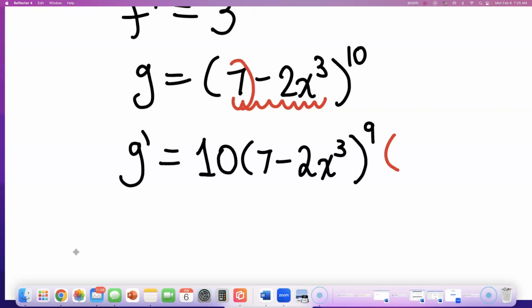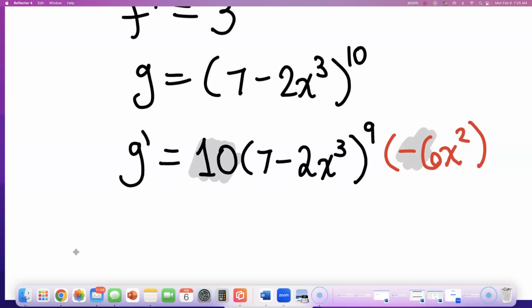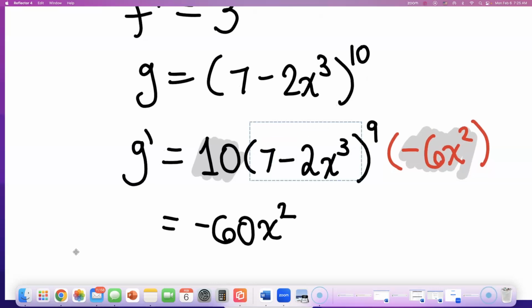What's that going to be if you take the derivative of 7 minus 2x to the 3rd? 7 will just give us 0, right? But if you differentiate the second term, you will get negative 6x squared. Okay? Now, let me simplify by multiplying this 10 and this negative 6x squared and put that in the front. So, g prime is negative 60x squared, by multiplying those two gray highlighted parts. And I'll just bring this down the same.